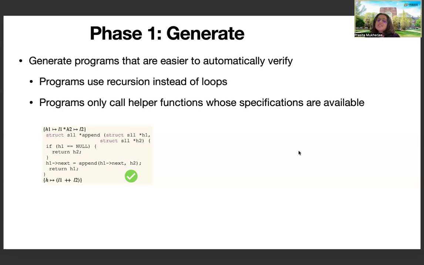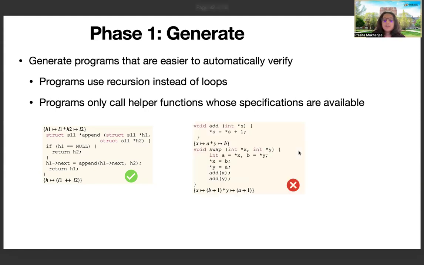The second bias that we use in the search space is that we allow programs to call other functions. Programs calling functions are quite common in the programming paradigm, but we only allow programs to call other functions such that their specifications are available. If a function doesn't have a specification, we reject it. For example, this is a program that swaps and adds two numbers, and it calls a helper.